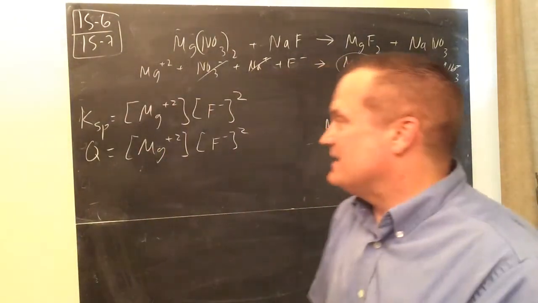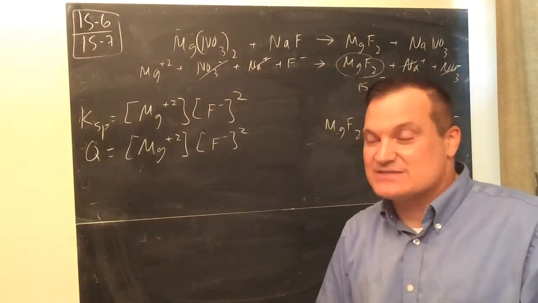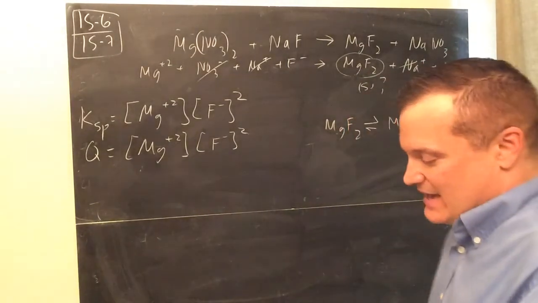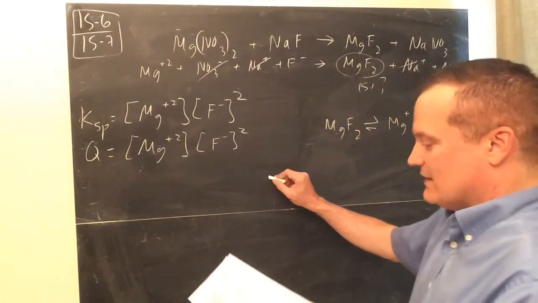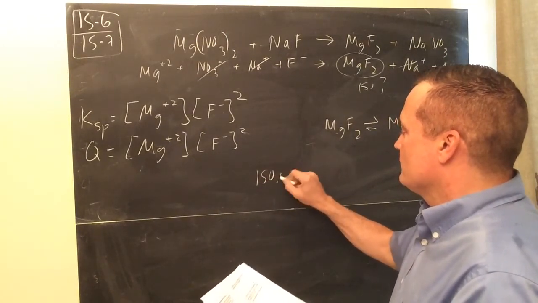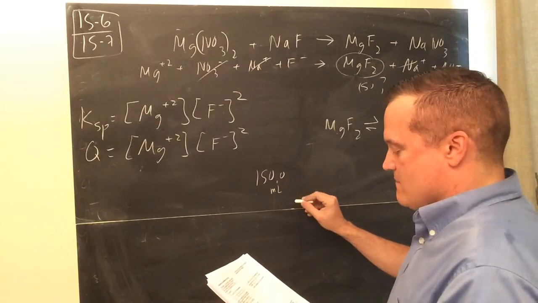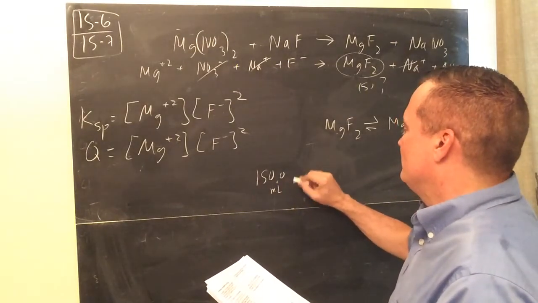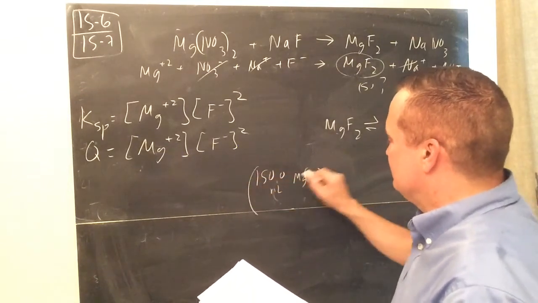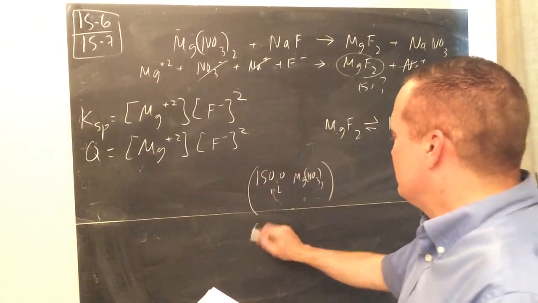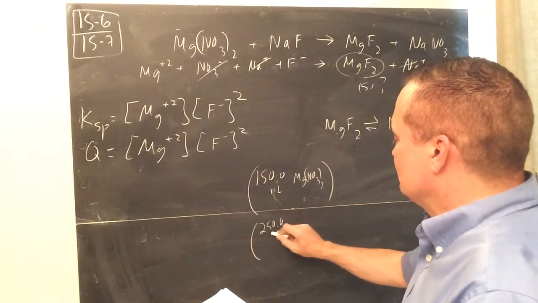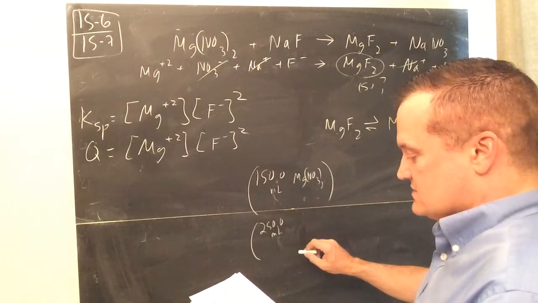stuff and find out whether or not a precipitate solid will form. Will you even have an equilibrium system? And what I'm doing right now, I didn't do it yet. 150 milliliters of magnesium nitrate. Okay, I have that. And I also have 250 milliliters of sodium fluoride.